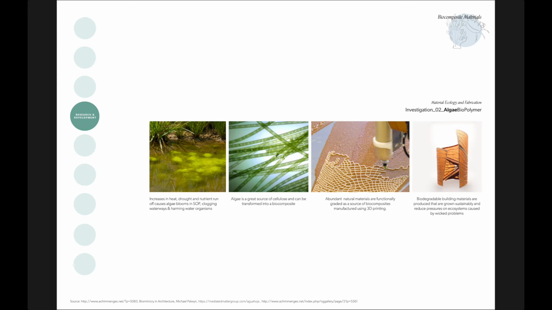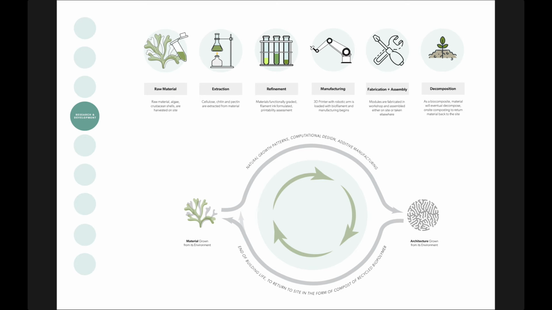Cellulose-based biopolymers made from materials such as algae can be easily harvested on the site. These have been refined and 3D printed into modules that could form larger structures. From its state as a raw material through extraction and manufacturing to eventual decomposition, the material is grown from its environment, and if 3D printed on site, the architecture can also be grown from its environment.